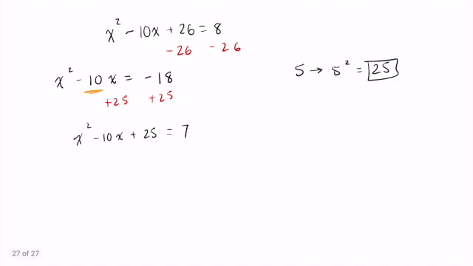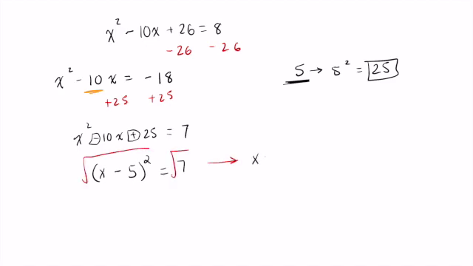So now I can write this as x, I have alternating signs here, so minus, and then remember, whatever half of b was goes in my squared binomial, equals 7. At this point, I can take the square root of both sides. That's going to give me x minus 5 equals plus or minus the square root of 7.